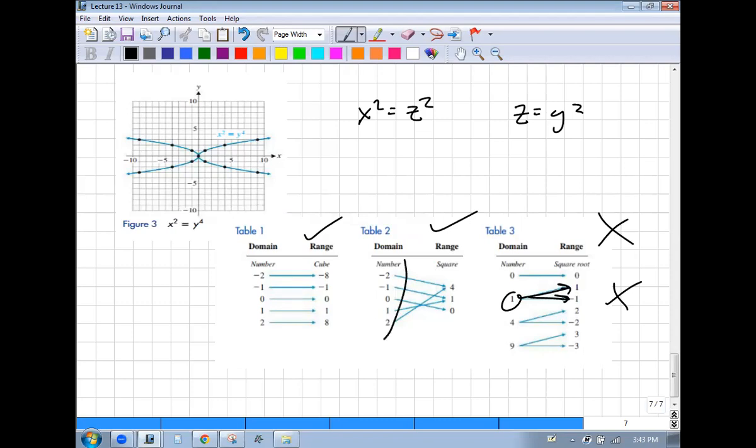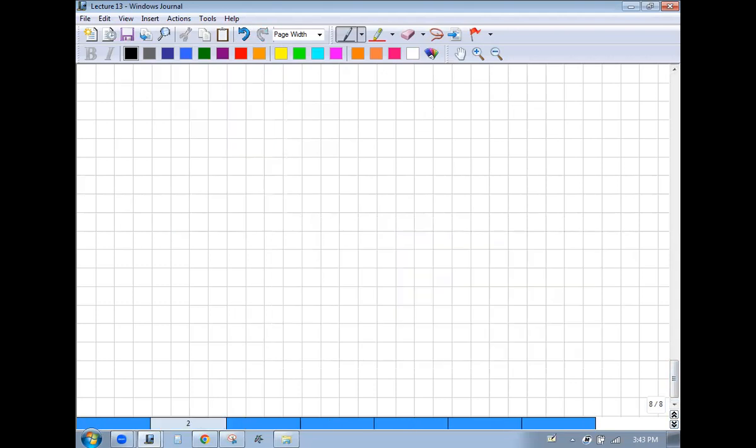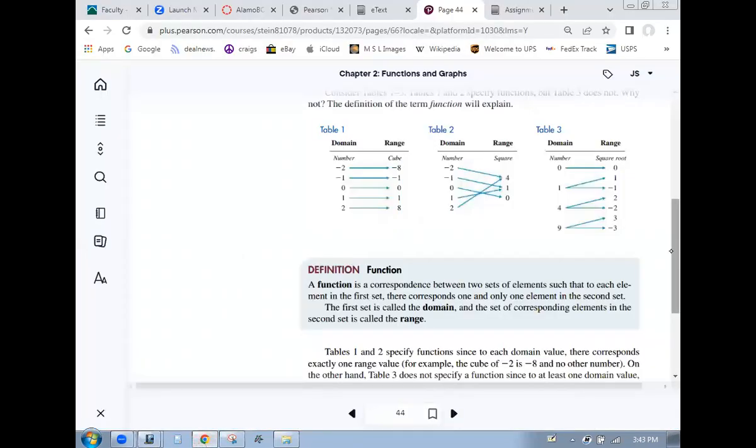Y'all know the domain is the input, the range is the output. When I say the output, I'm talking about what comes out. When I say the domain, I mean the numbers you can plug in where you actually get something back. All right, that's the domain. That's enough vocabulary.